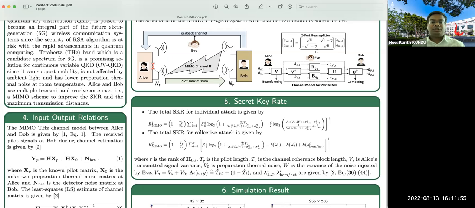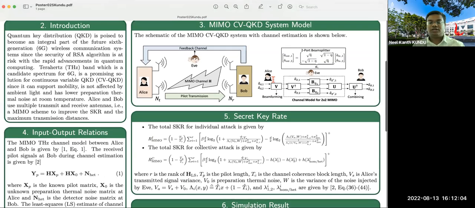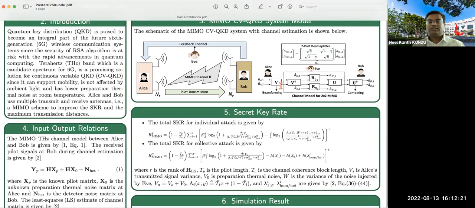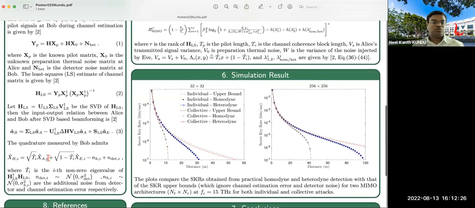After the channel has been estimated and is known at Alice and Bob, they use a singular value decomposition based transmit beamforming and receive combining as shown in this figure. Here, Alice uses the matrix V to first multiply the input modes, and Bob uses the combining matrix U dagger to receive the modes. After this beamforming and combining, the MIMO channel between Alice and Bob is decomposed into parallel single input, single output lossy Gaussian channels, whose input-output relation is given by this expression.